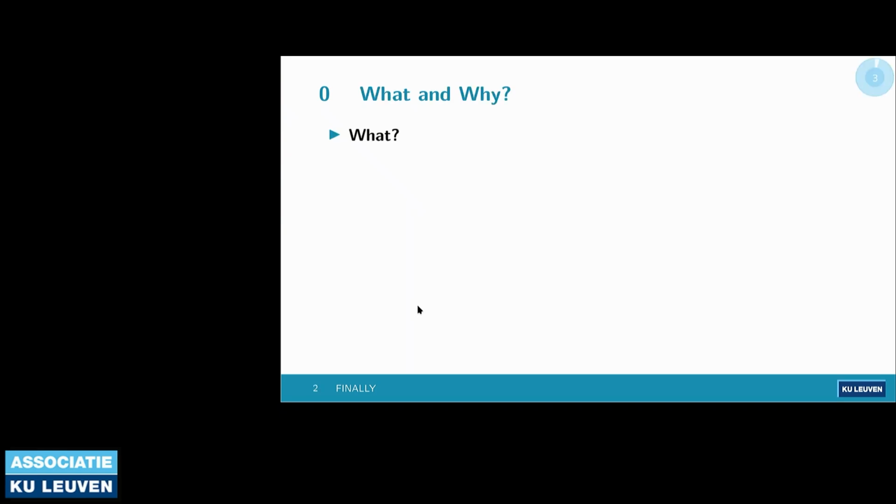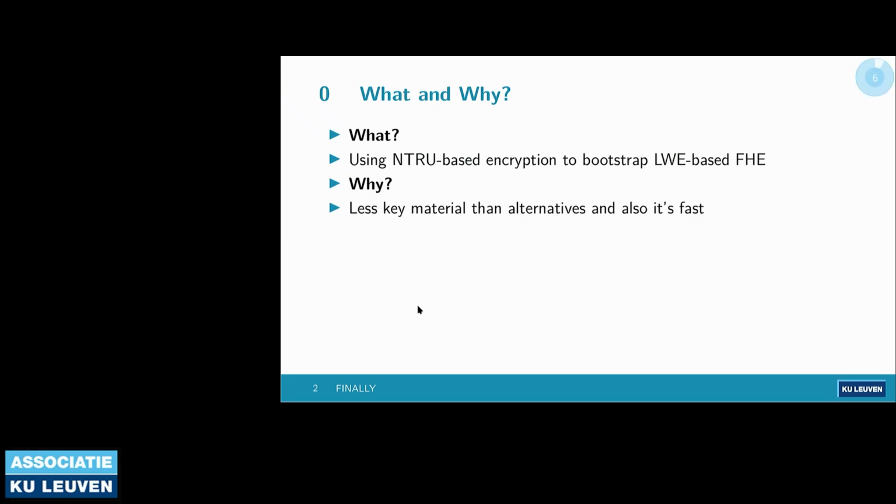So first off, what are we doing? Well, we are using NTRU-based encryption to bootstrap LWE-based FHE. Why are we doing this? Well, it has less key material than some alternatives, and also it's fast enough to be good. And if you're asking, well, wait a minute, didn't this paper called Final already do that? Well, yes, but we add a second key, and possibly a third key if you're willing to stretch the parameters a little bit.